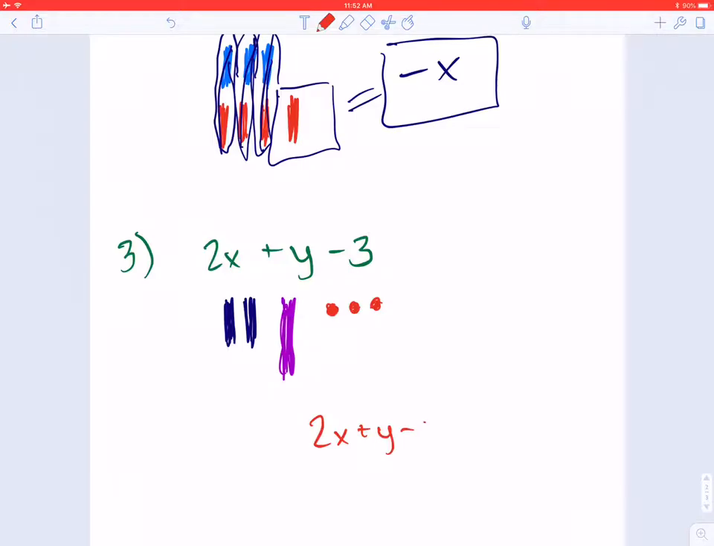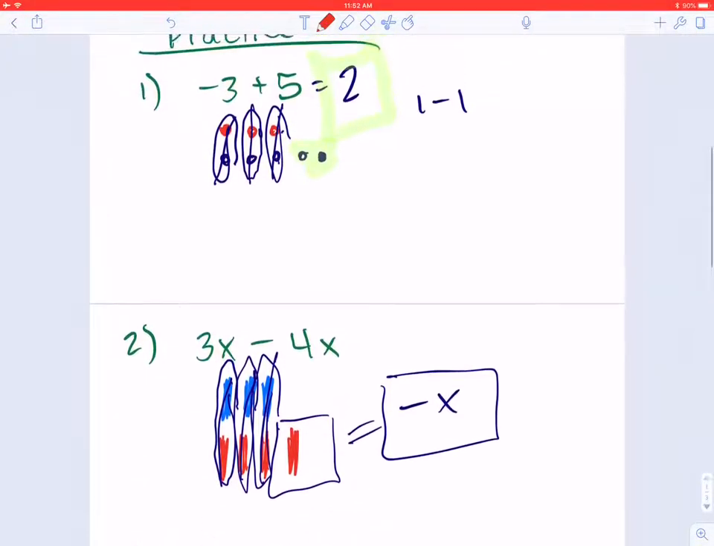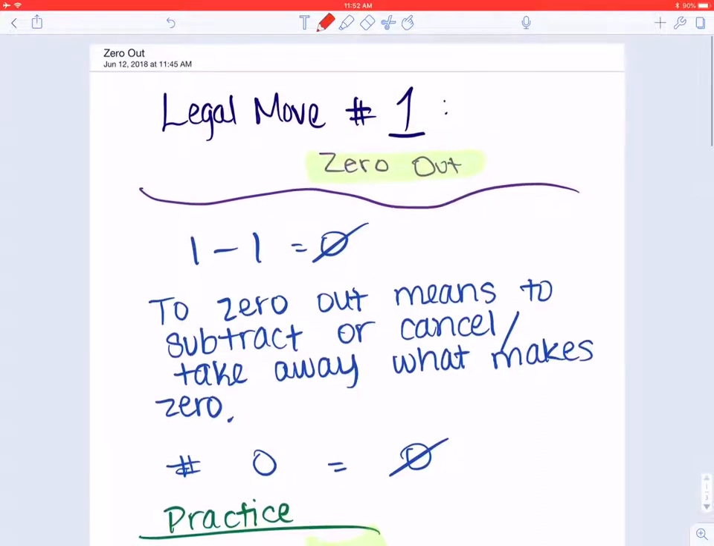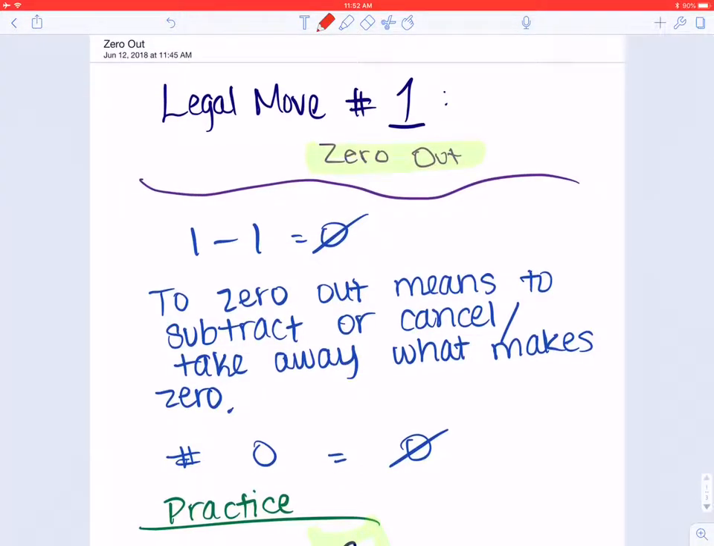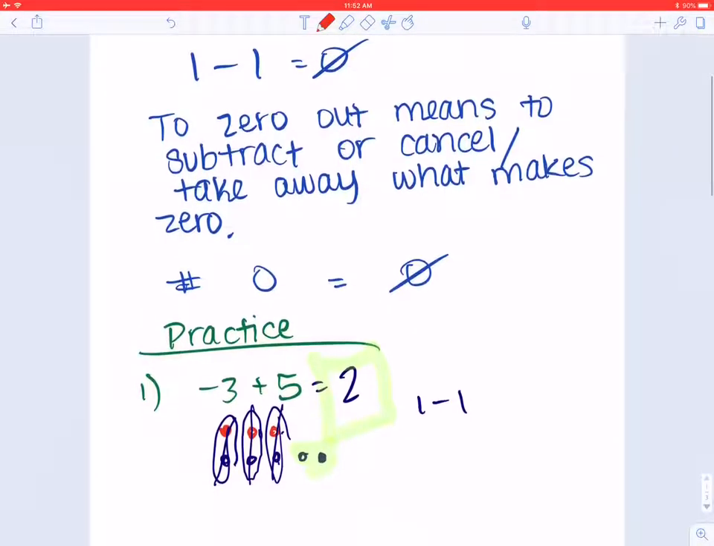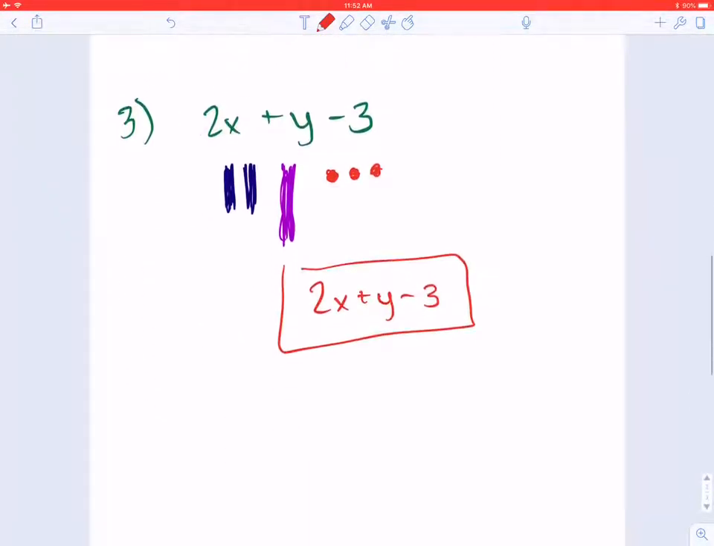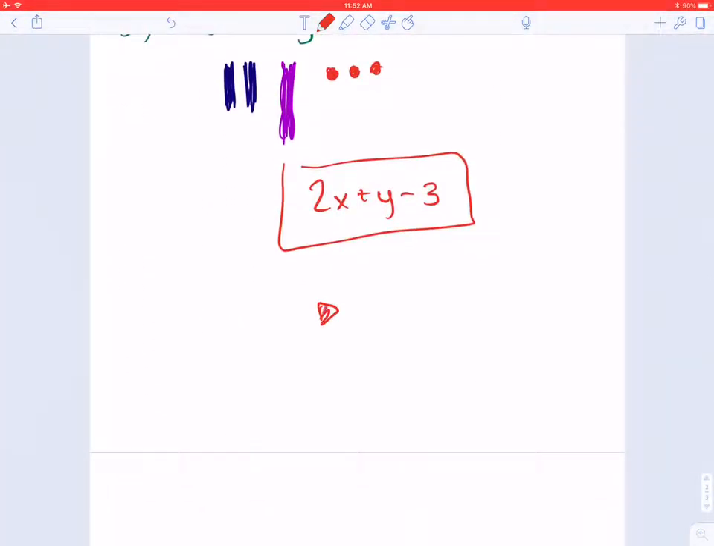They're trying to trick you. Your question is your answer. In this case, you cannot zero anything out. All right. So remember, with our first legal move, we're trying to make 0 pairs. 0 pairs cancel out and go away. What we're left with is our answer. Go ahead and play, pause, and rewind to take notes so that you can go ahead and practice.